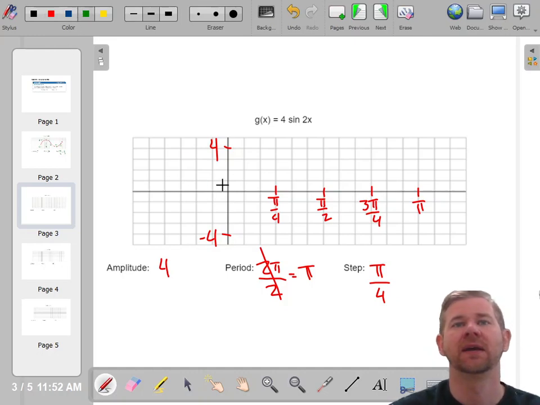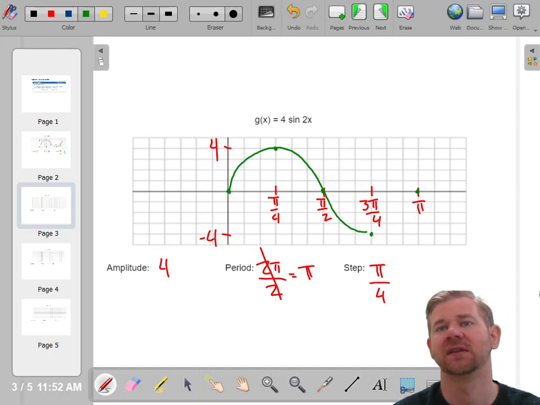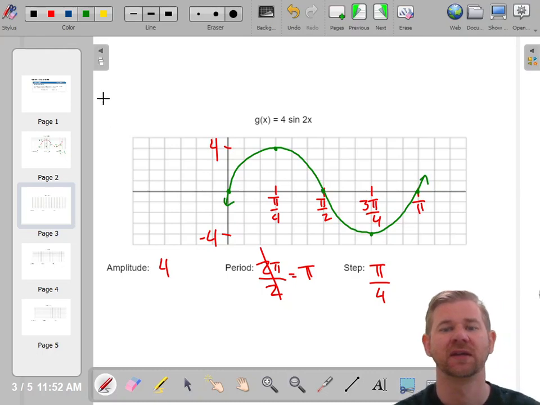Now, I put my 5 points, my start, my max, back to the midline, my minimum, back to the midline. Best you can. It's real tough to do with this thing, but that's pretty good. There you go. Okay, good. There's my sine function.